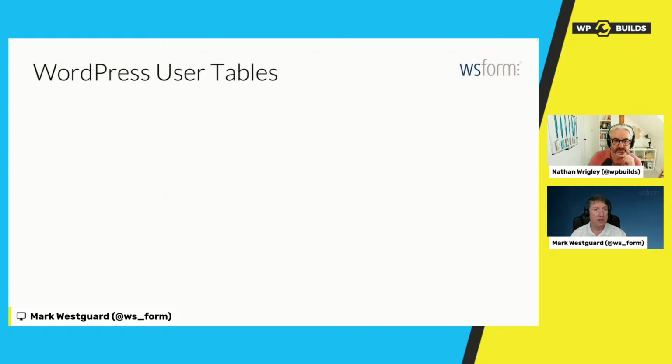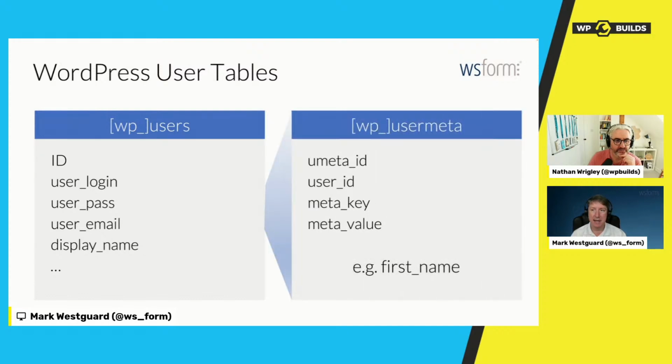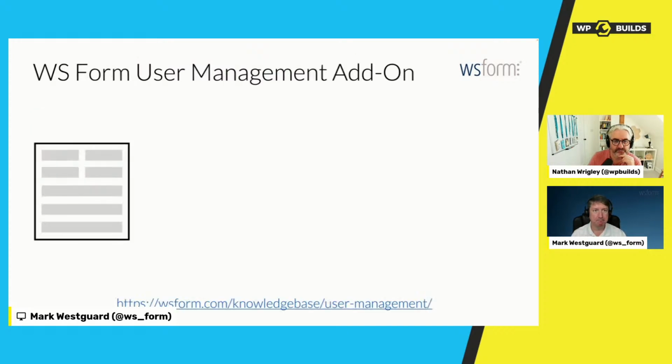We can also do that with user tables in WordPress as well. So users have a table. That's where your login, your password, your email address, etc., is stored. That also has a WP user meta table. So that's where you can store custom information about that user. And again, there's a link between those two tables to glue those two tables together.